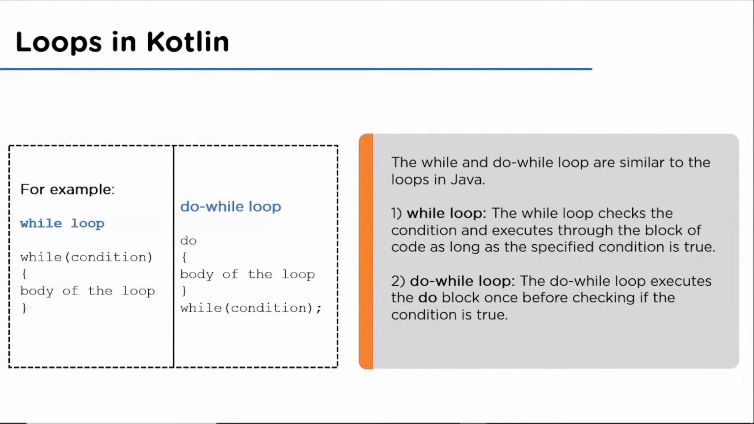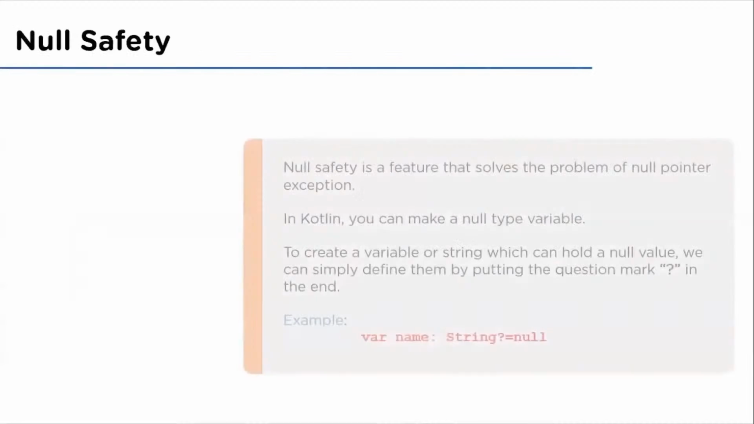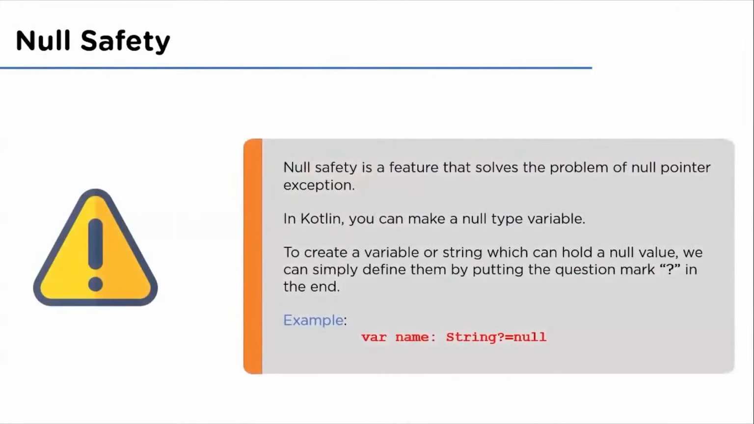So, as we have understood about loops in Kotlin, now let's move on to our next topic, which is null safety. Null safety is a feature in Kotlin language that solves the problem of null pointer exception. If you have worked on other languages including Java, then you must have an idea of null pointer exception. In Kotlin language, you can easily create null type variables.